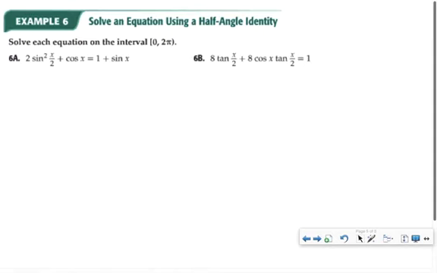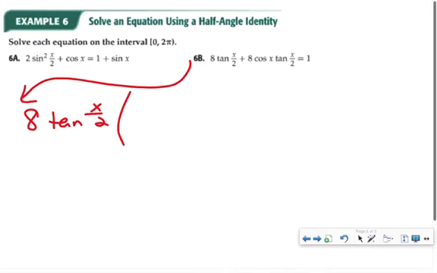In part B, since I have 8 tangent x over 2 as a greatest common factor in the 2 terms on the left-hand side, I'm going to factor that out. So I've got 8 tangent x over 2 times the quantity 1 plus cosine x equals 1.